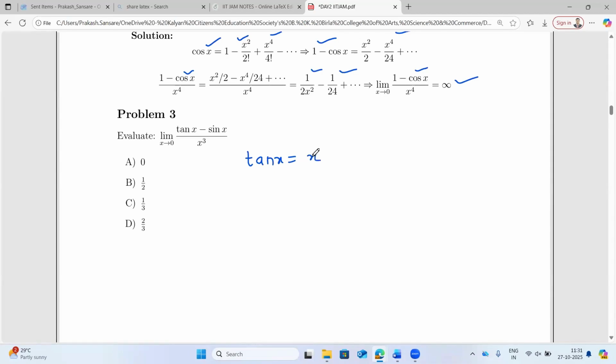x cube by 3. Is it x minus or x plus? Sorry, sir. I think x minus. Yeah, you can cross-check this. Then 2 by 15, x to the power 5, plus 3... 5, and plus 7, dot dot dot.